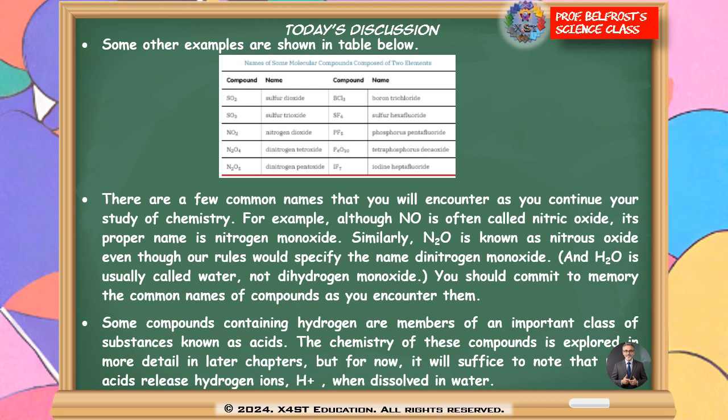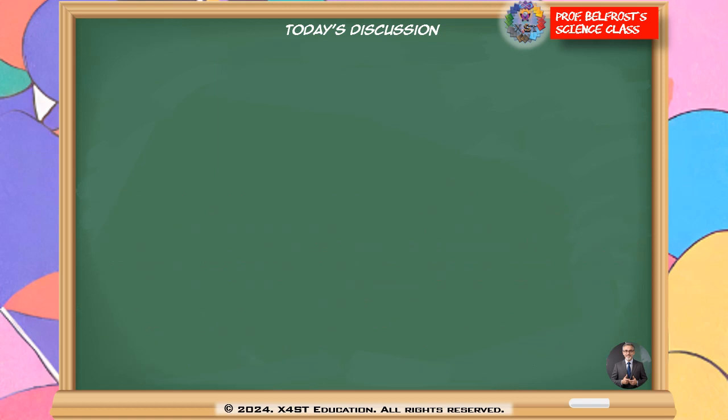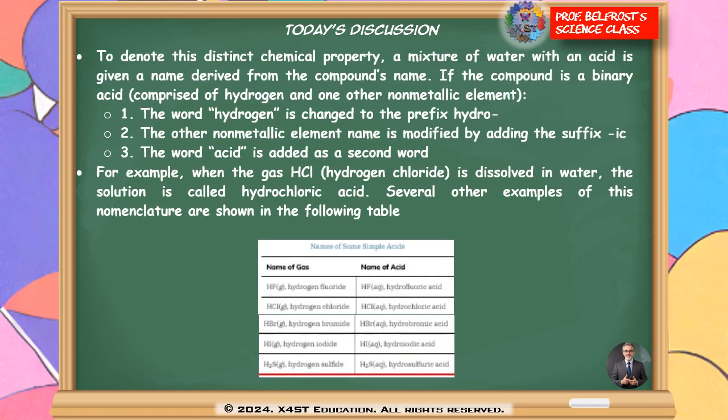Some compounds containing hydrogen are members of an important class of substances called acids. The chemistry of these compounds is explored in another chapter, but for now it will suffice to know that acids release hydrogen ions, H+ ions, when dissolved. To denote this distinct chemical property, a mixture of water with an acid is given a name derived from the compound's name.